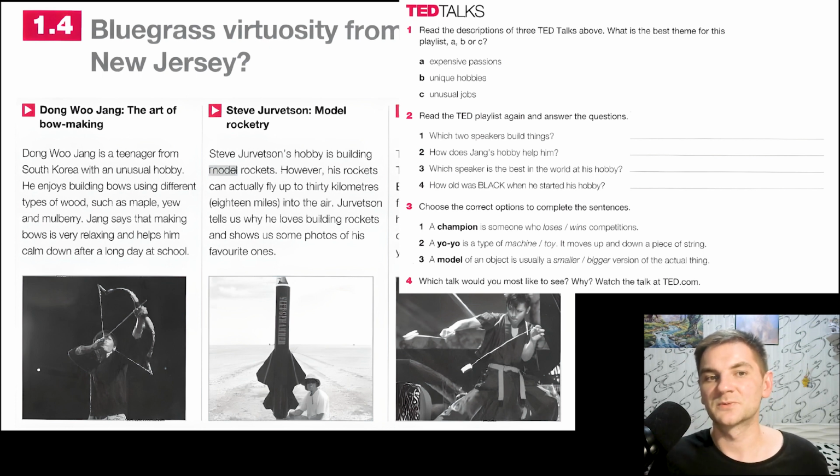Task number 2. Read the TED playlist again and answer the questions. Which 2 speakers build things? How does Young's hobby help him? Which speaker is the best in the world at his hobby? And how old was Black when he started his hobby? Task number 3. Choose the correct option to complete the sentences. I hope it is easy. And number 4. Which talk would you most like to see and why? Watch the talk at TED.com. Or you can use YouTube for that.